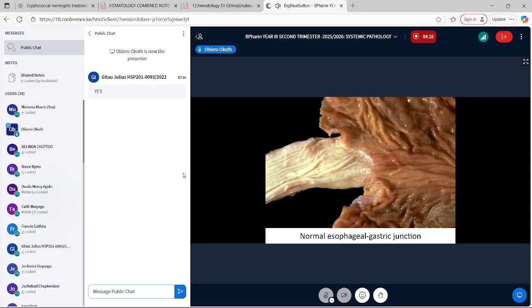Francis Gatira. Which mucosa lines the esophagus? Francis is not there. Anybody wants to try? Oh, Francis is typing. The lining of the esophagus.